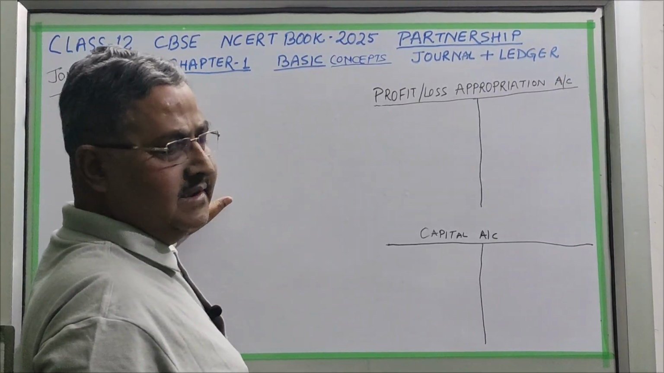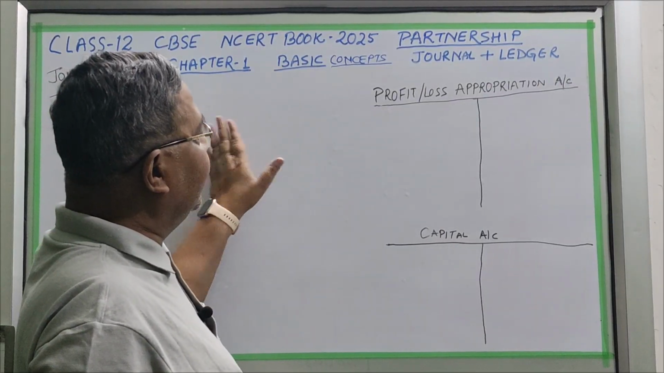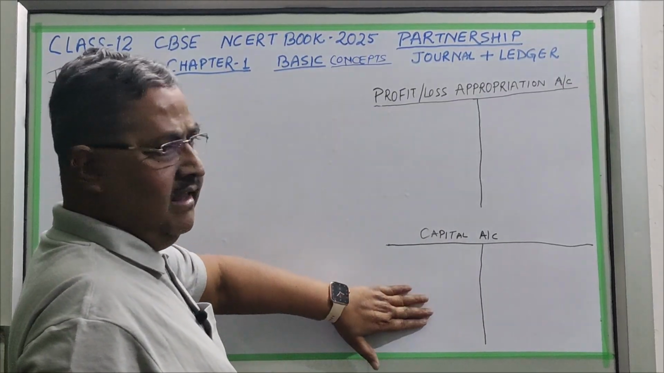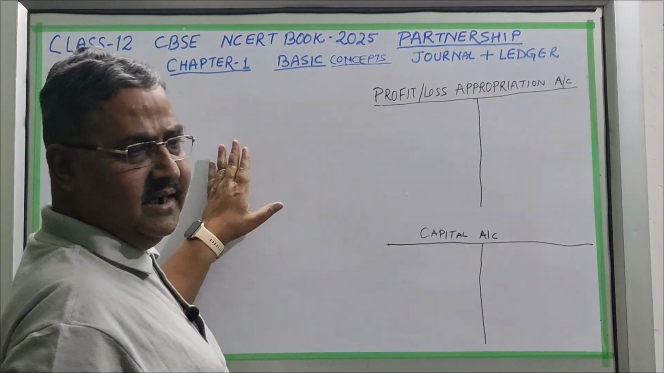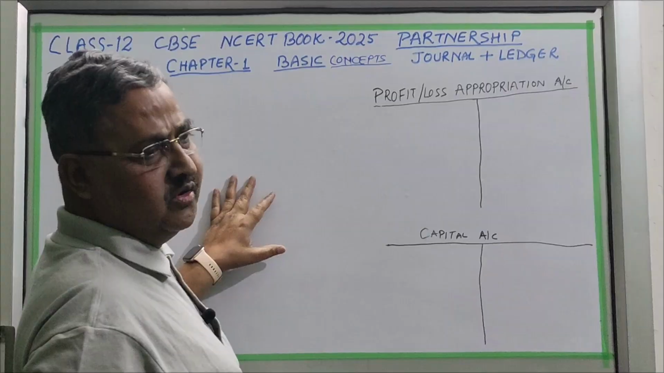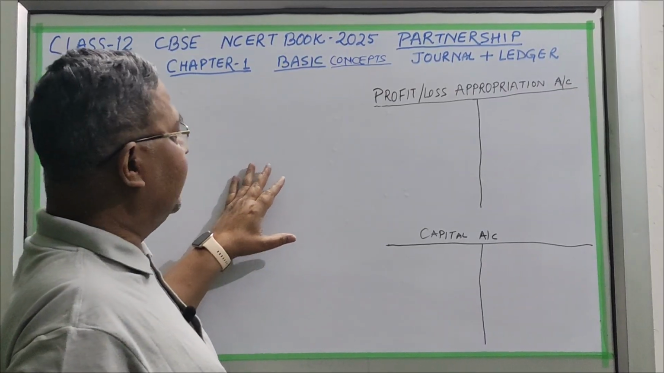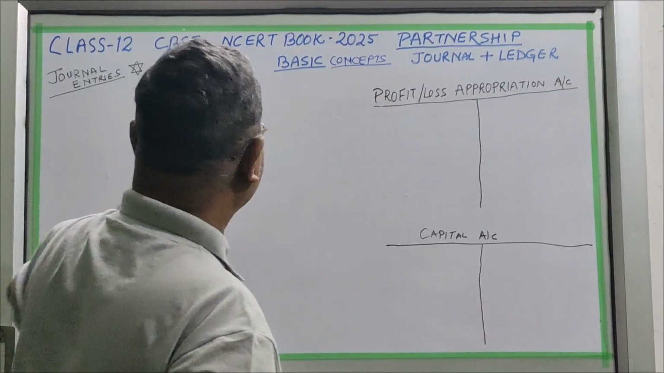So first I am discussing some journal entries and how these journal entries are transferred to the ledger. Usually only these accounts you have to prepare. Journal you need not prepare, but sometimes you should also know how the journal entries are coming. Okay, so we are starting with the general, that is the basic.